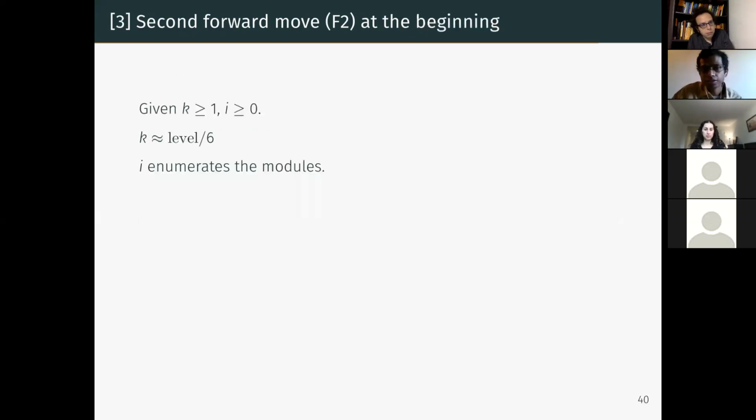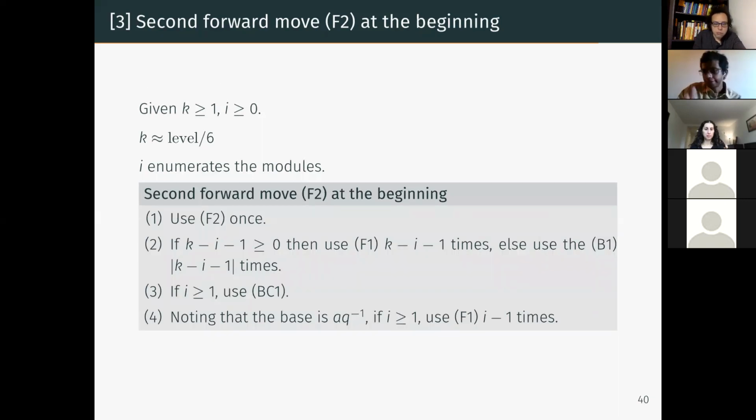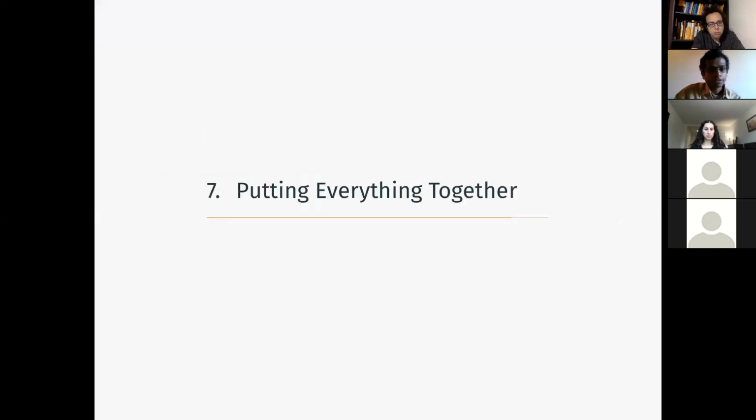And there is a third set of moves. Again, it's the same heuristic. K is going to count level divided by 6. And within each level, I is going to count the modules. And again, it's some set of moves that you're putting together, like constructing a toy based on your pieces. And so let's put everything together now.